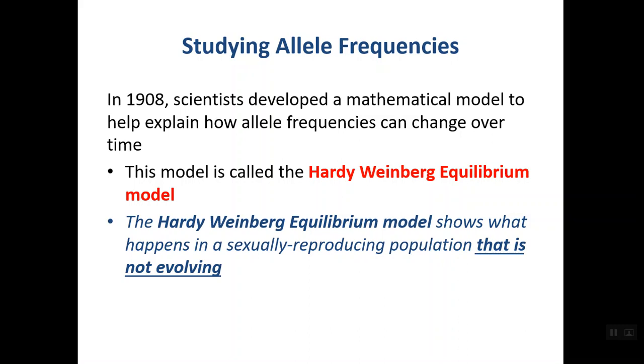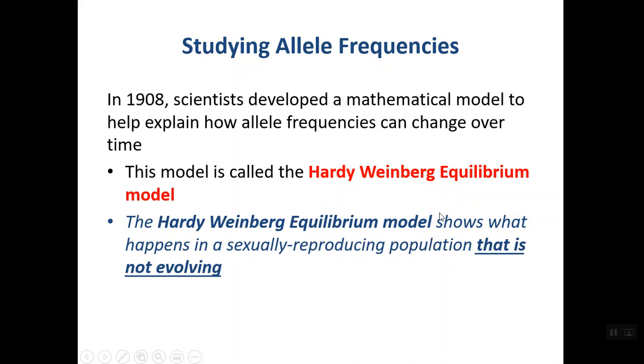Will it always be the same? Will it change? These questions were asked especially by a mathematician, Hardy Weinberg, who studied these allele frequencies and was able to come up with mathematical models that describe how allele frequencies in populations behave. So Hardy Weinberg came up with an equilibrium model, which is known as the Hardy-Weinberg equilibrium model.